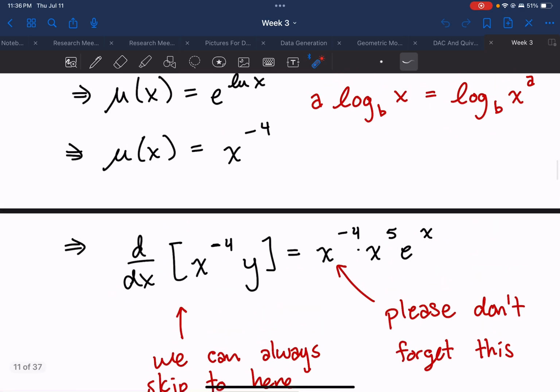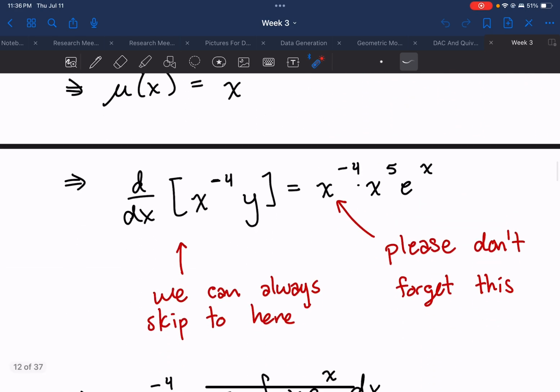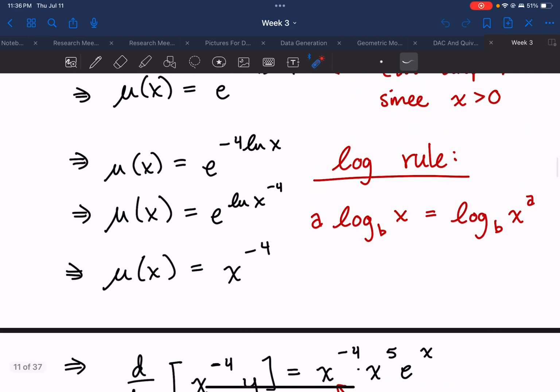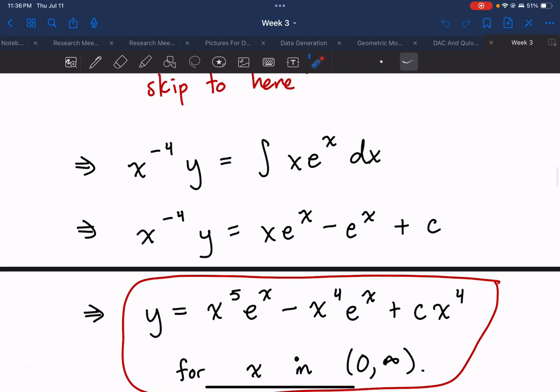Remember, it's okay that we drop the constant when we're finding the integrating factor. But other than that, we need to make sure we add our constant of integration. Now, last step, divide everywhere by x to the negative fourth. Divide the constant by x to the negative fourth. Please don't forget to divide the constant by x to the negative fourth.